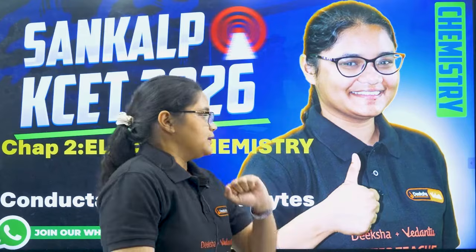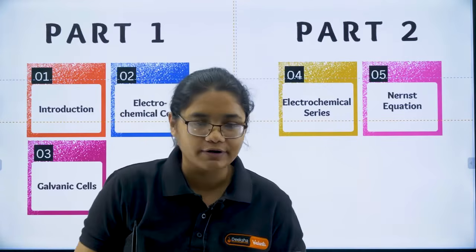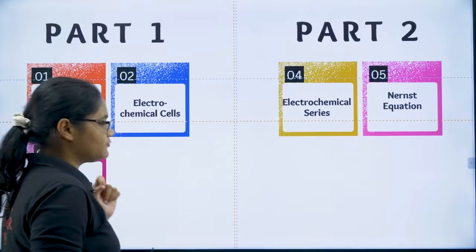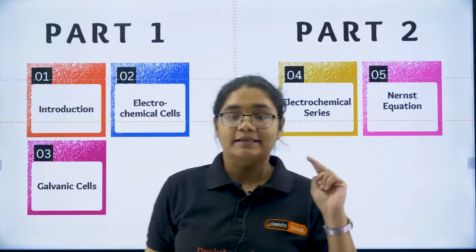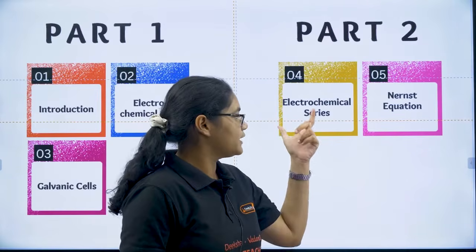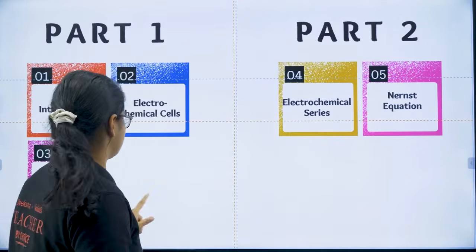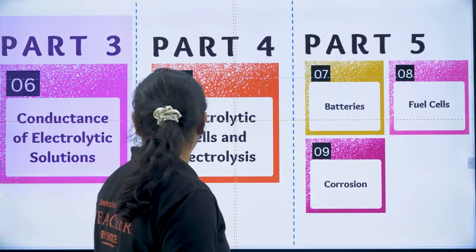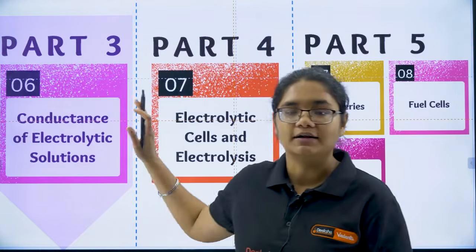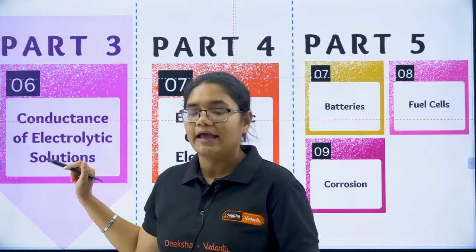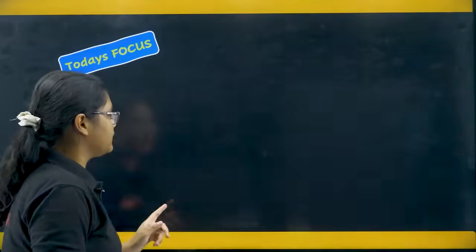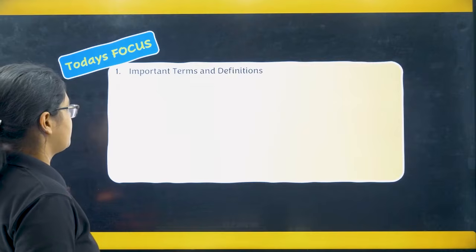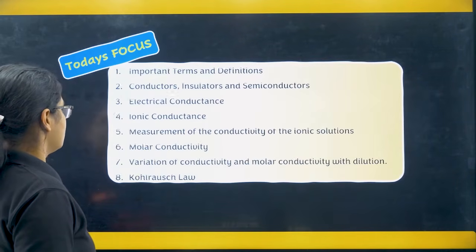Okay, fine. So as you all know, we have already completed part 1 where I talked about introduction, electrochemical cells and galvanic cell. Then in part 2 we talked about electrochemical series and Nernst equation. Today we will be discussing part 3, that is conductance of electrolytic solutions. Okay, so let's see what topics we have in today's lecture.